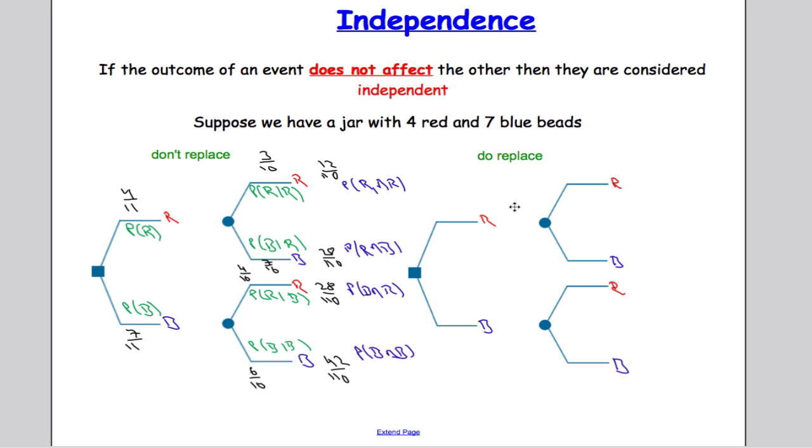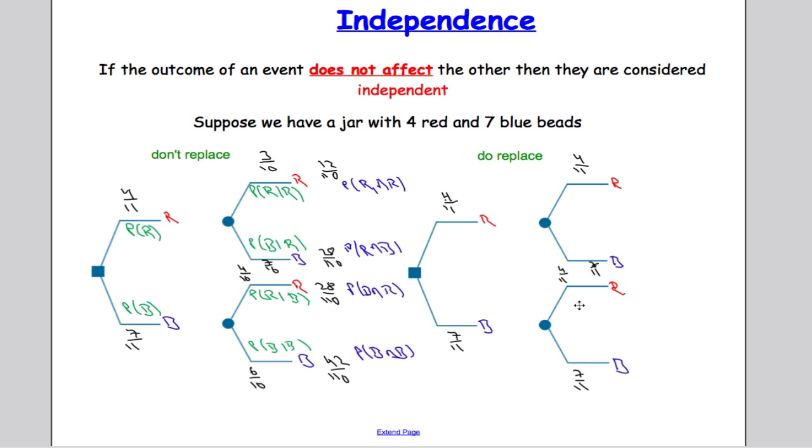Right, now let's have a look at what happens to our tree diagram if we do replace. So the probability that I choose a red in the first go is 4 out of 11, and blue will be 7 out of 11. Now I am going to replace that red bead, and then I'm going to choose again. So if I get a red bead again, the probability is still 4 out of 11 because I've put the first red bead back into the bag. Blue will be 7 out of 11. This is still 4 out of 11, and this is still 7 out of 11.